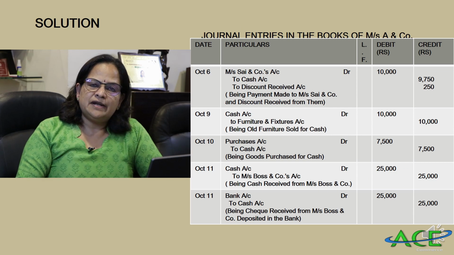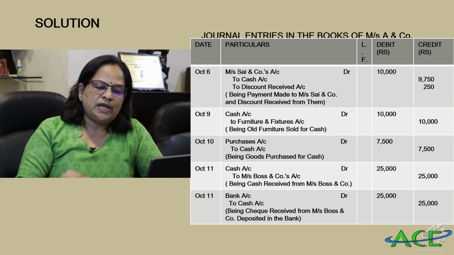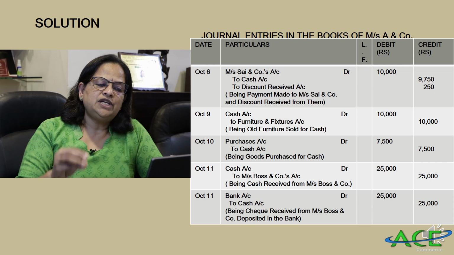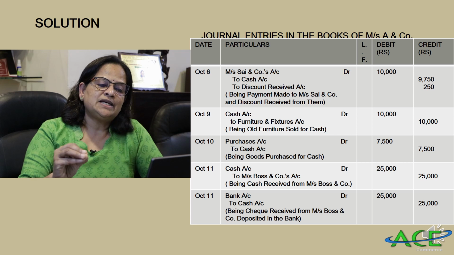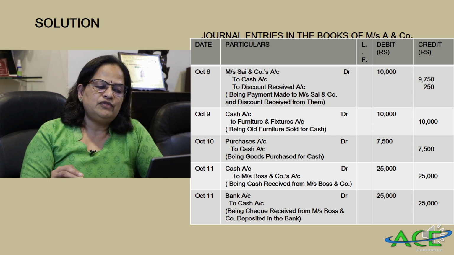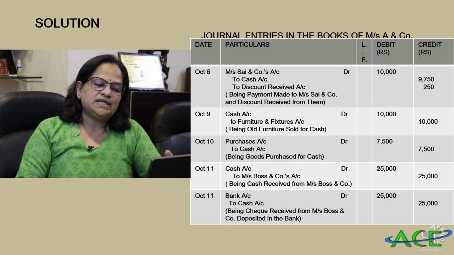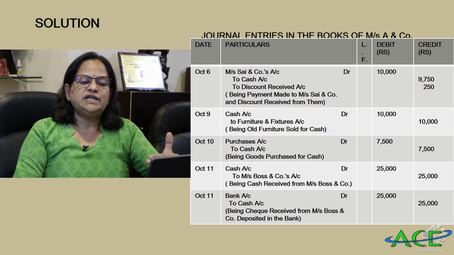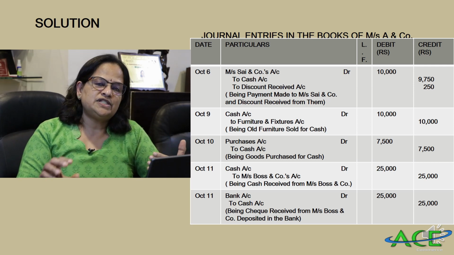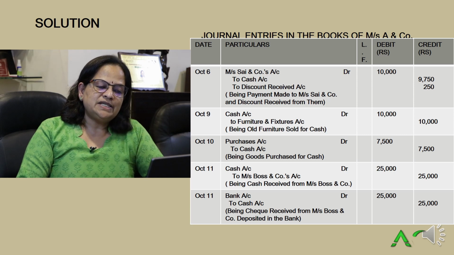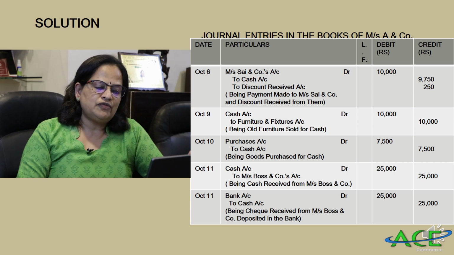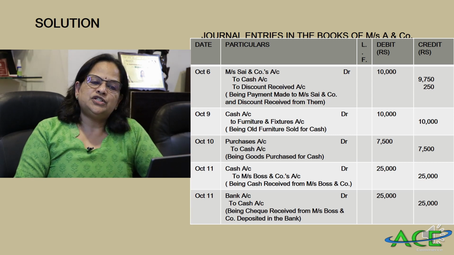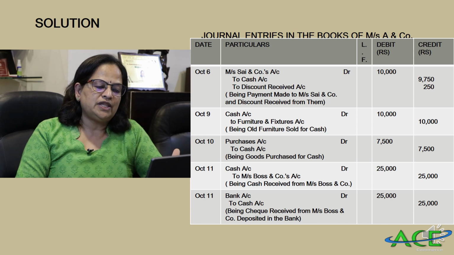Next is Messrs. Sai and Company's account debtor 10,000 to cash account 9,750, to discount received. Discount received is an income for the firm. Their suppliers are allowing discount. So it is 250. Next transaction is cash account debtor to furniture and fixtures 10,000. Furniture and fixtures purchased for 10,000. Next is purchases account debtor to cash account. So it's cash purchases 7,500. Next is cash account debtor to Messrs. Boss and Company account 25,000. Cash received from Boss and Company.